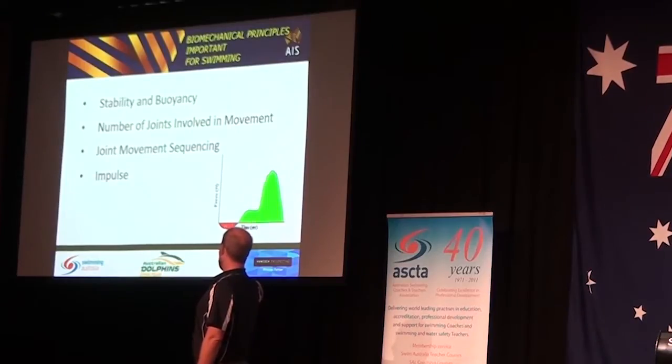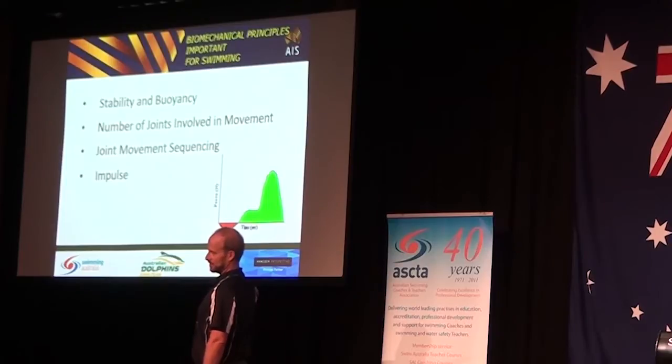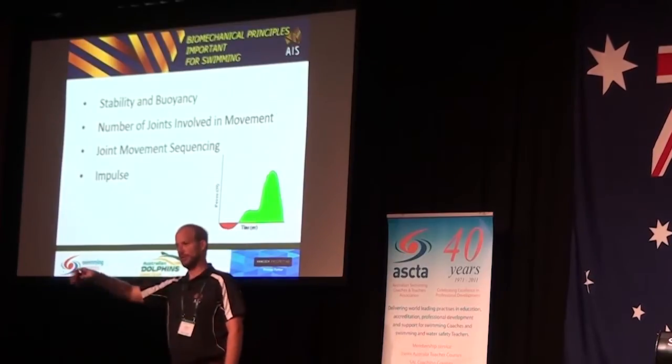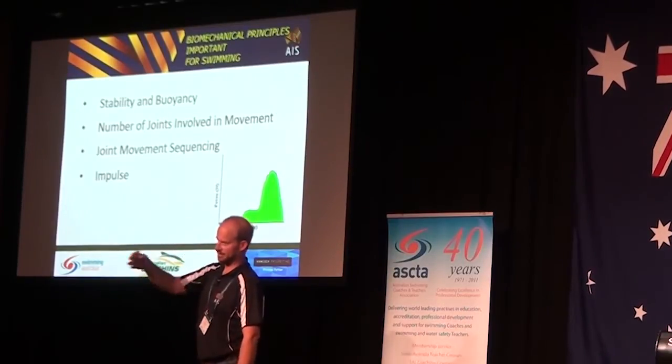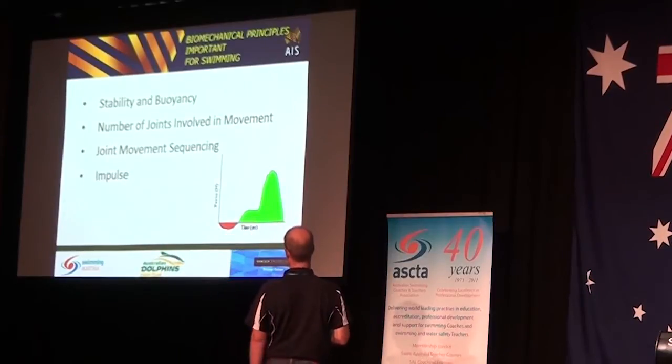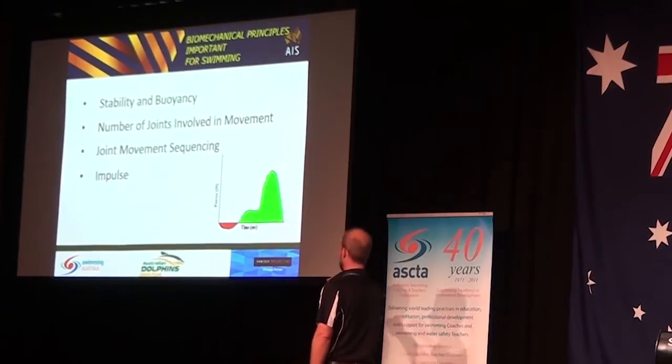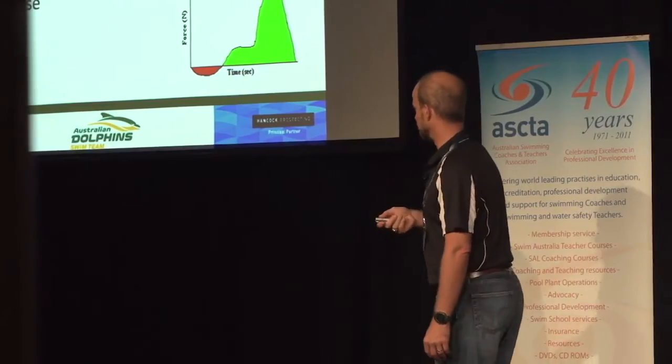So that force there, for swimming purposes, we would call a resistive or a negative force, because you're moving against the flow of water, so you're essentially slowing yourself down. And then all the green is the positive, more propulsive forces.